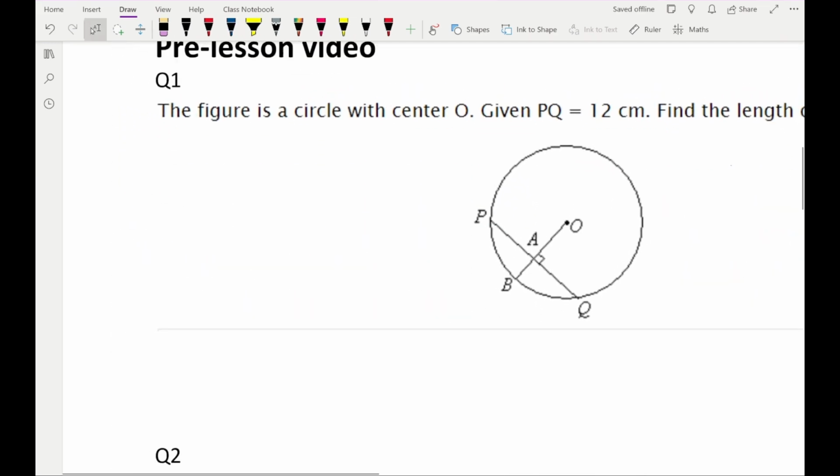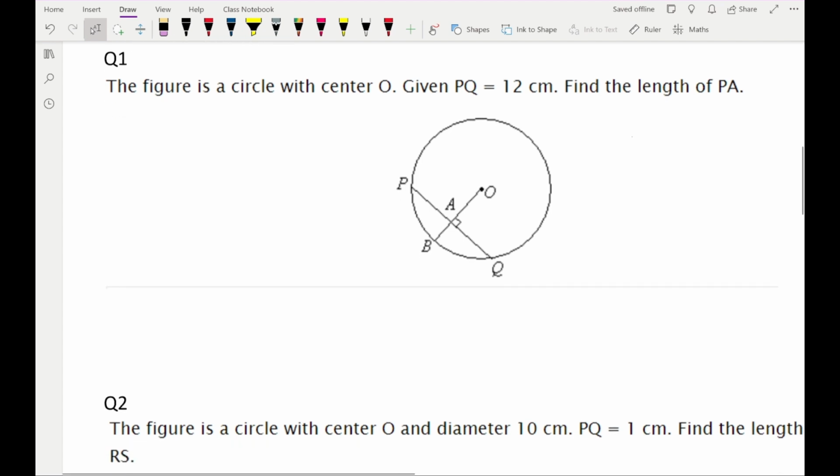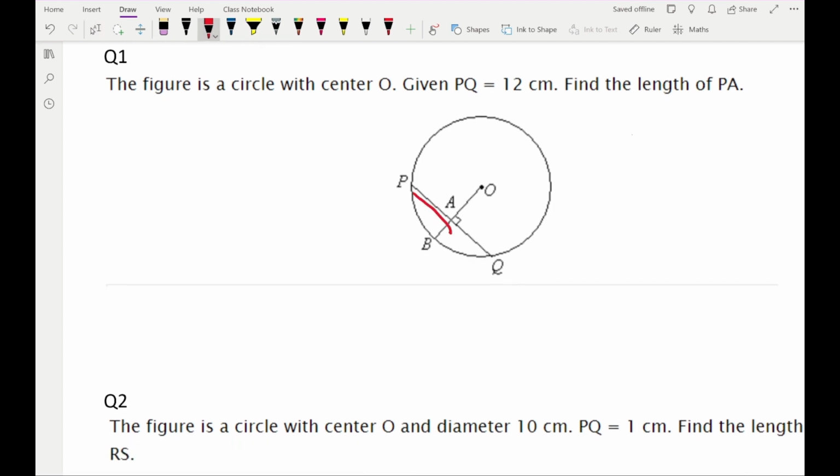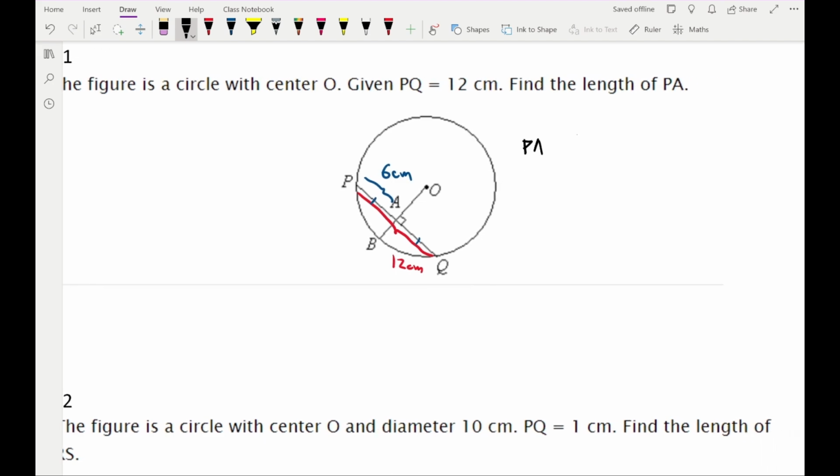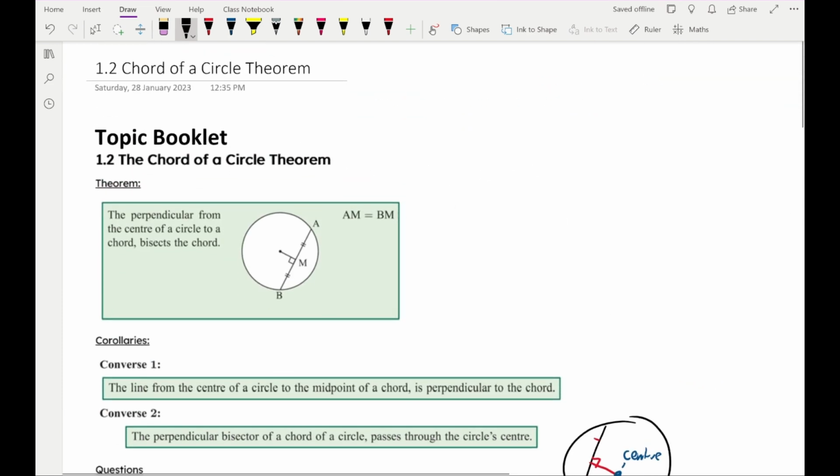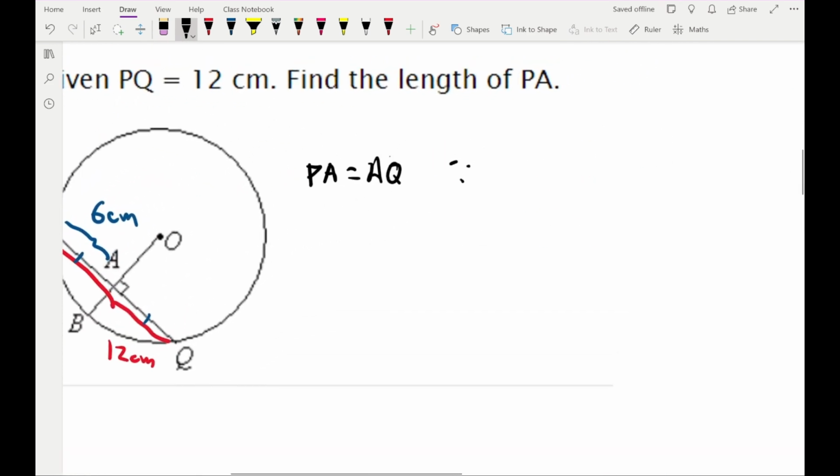So this one here, it says PQ is 12 and we want to find the length of PA. So when they say PQ is 12, they mean this whole length here is 12 centimeters, and they're looking for PA, which is this length here. Given that our theorem says it cuts this in half, this should be 6 centimeters. But what we're going to do is step it through bit by bit and make sure we do this very formally. So let's start by saying PA equals AQ because of the chord of a circle theorem.